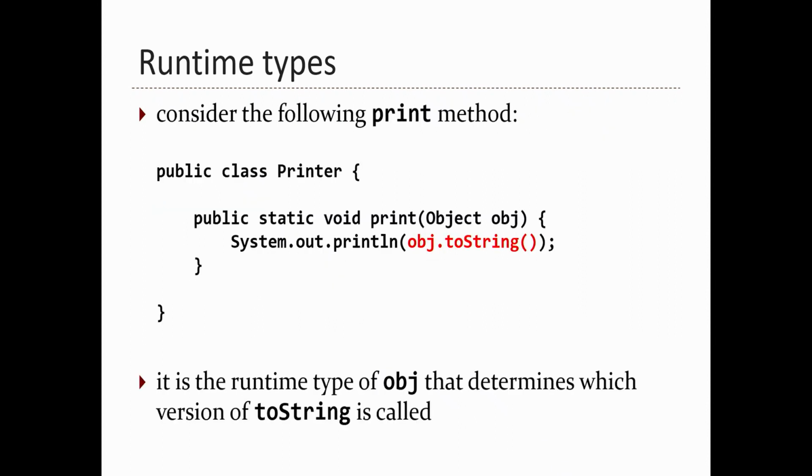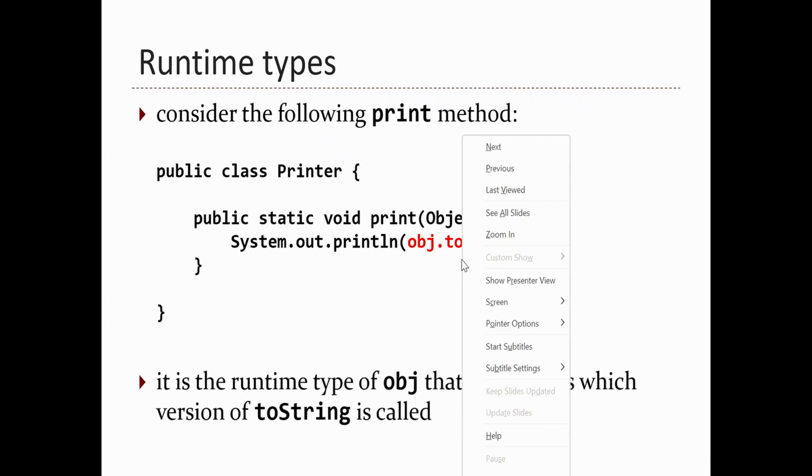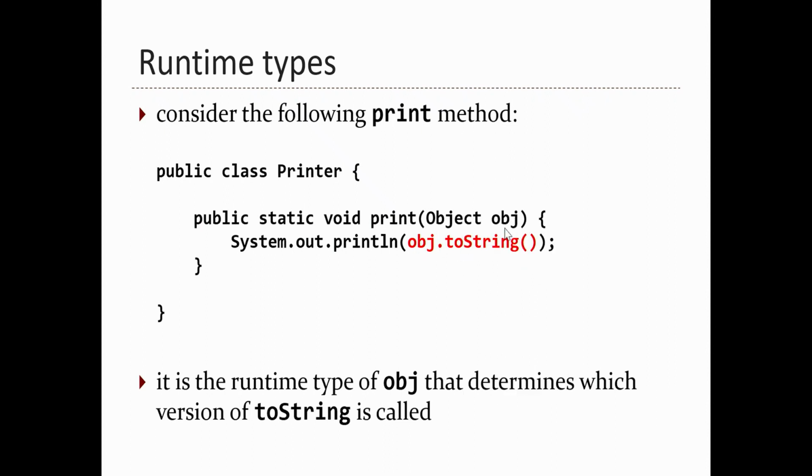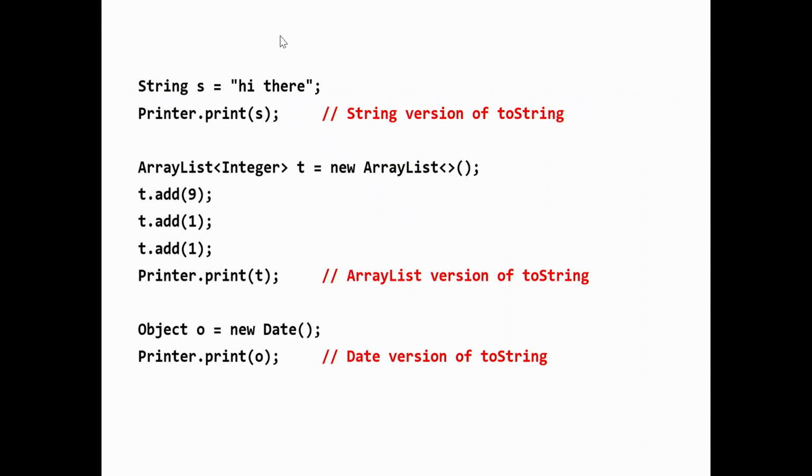So if you consider the following method here, it has a parameter of type Object, and it calls toString using obj. Then it doesn't matter what object you pass to this method. It's the runtime type of obj that determines which version of toString you get. So for example, I have a String s, and I pass s to the print method. Which version of toString do we get? Well, we get the String version of toString.